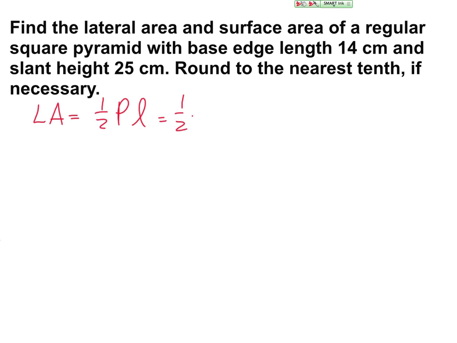Perimeter of the base, how many edges to the base? 4. So 4, and each one is 14. What's 4 times 14?